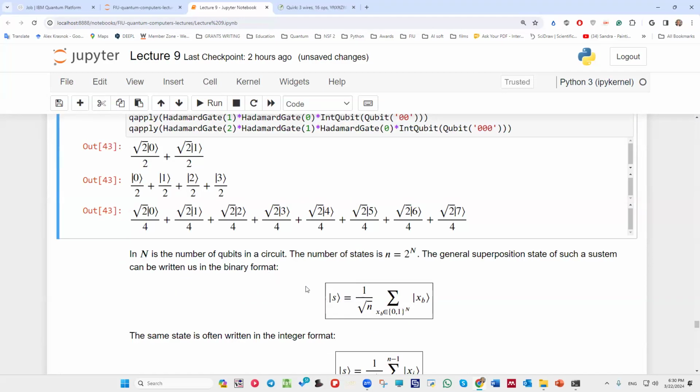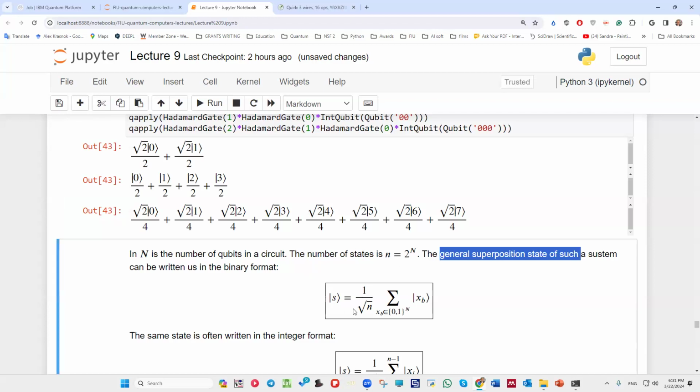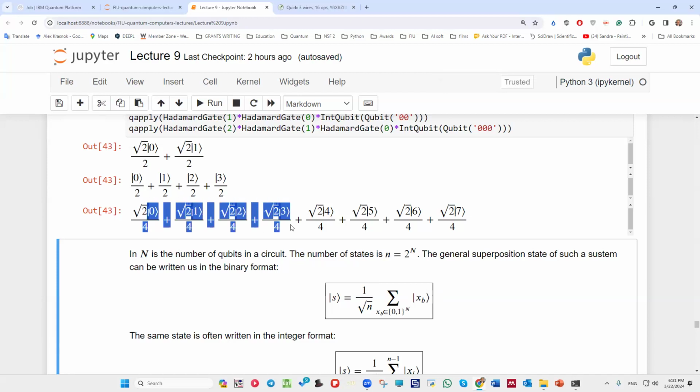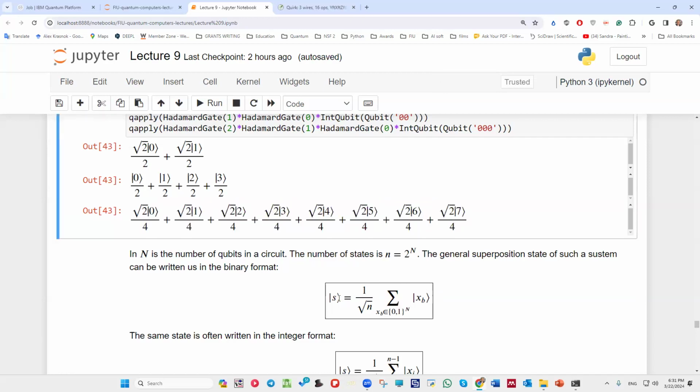So if I write the general superposition state of a system of n qubits, which means 2 to the power of n possible states, right? So 2^n is the number of states. I can write this superposition in this form.